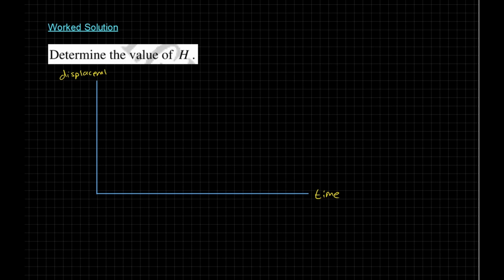Okay, so we're going to determine this value for h. In order to do this, let's look at the displacement-time graph. I'm going to throw up my set of axes. Time, as always, is the independent variable on the x-axis, and I'm going to have my displacement here, which is s.